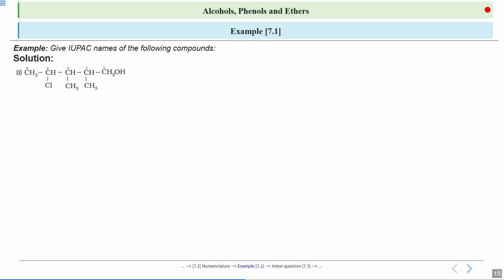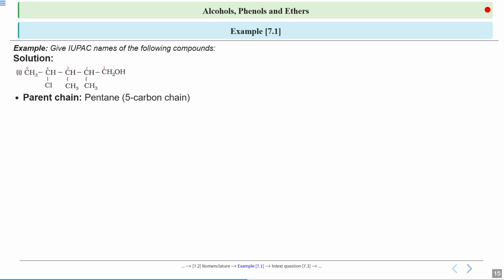You can see we have done the numbering. You have 5 carbons in the parent chain. The first carbon is attached to the OH group, giving the lowest possible number. So the OH group carbon is getting the lowest possible number, and we have different substituents present: the fourth carbon has chlorine, the third carbon has a methyl, and the second carbon also has a methyl substituent.